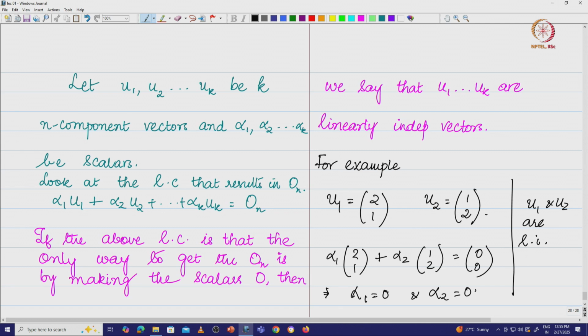So this is what we have. What is the only linear combination that would yield the 0 vector? The only linear combination that would yield the 0 vector is by making the scalars 0, which means a linearly independent set cannot contain the 0 vector. So, let us make some interesting observations.